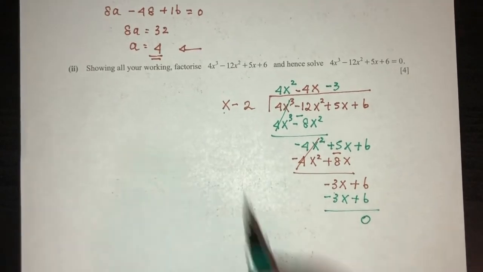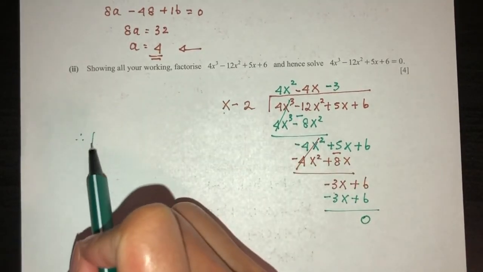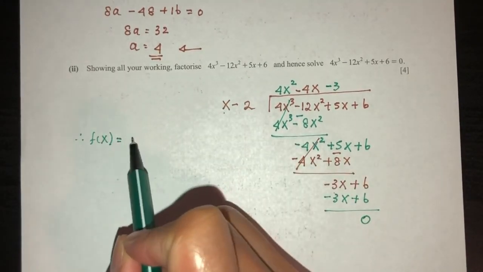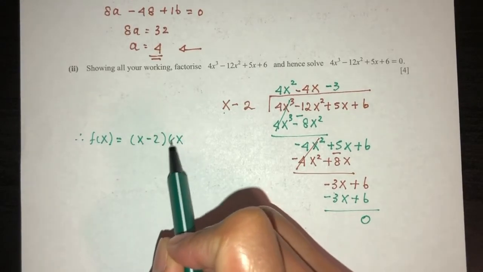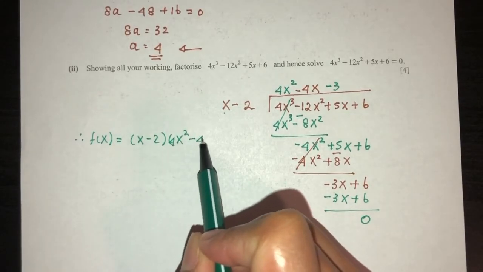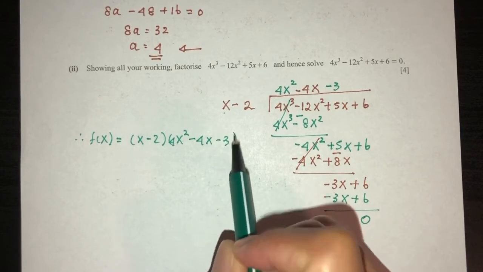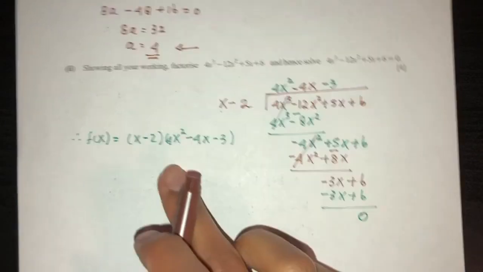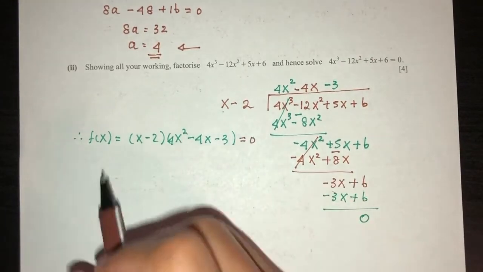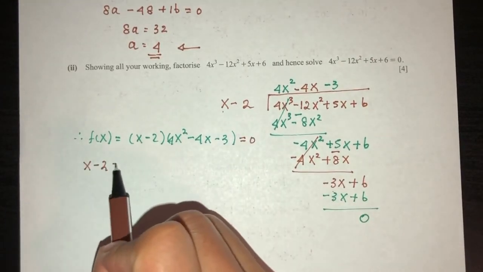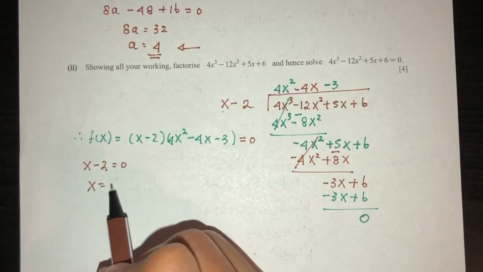So in that case, this will be your two factors, which is f of x is equal to x minus 2, and then 4x squared minus 4x minus 3. So now we have to solve this equation. So equate that to 0. So first is x minus 2 is equal to 0. So x is equal to 2.